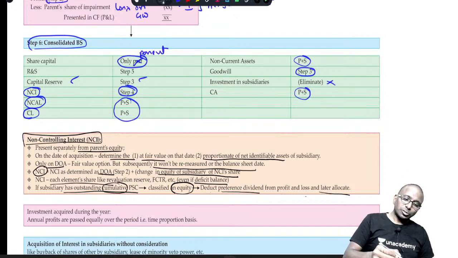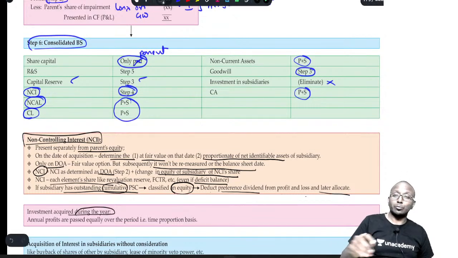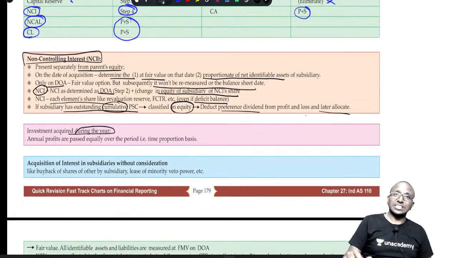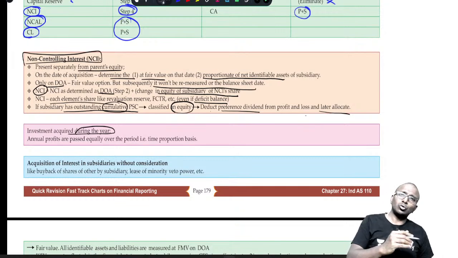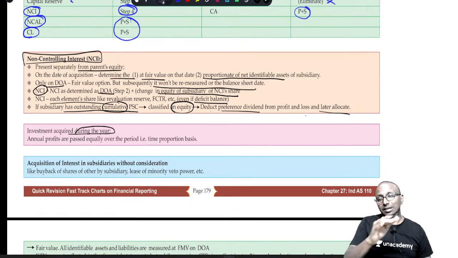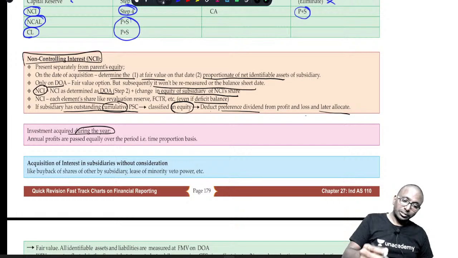Next, investments acquired during the year. Suppose we have acquired the shares in the middle of the year, then you allocate the profits of the subsidiary, assuming that the subsidiary earned the profits evenly throughout the period, and allocate it on a time proportion basis. That is the point.